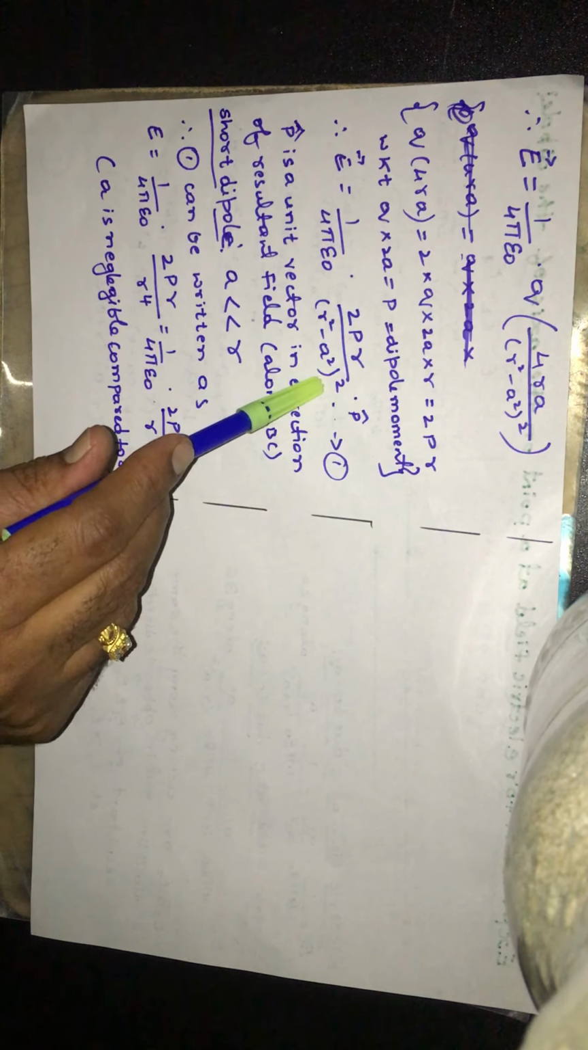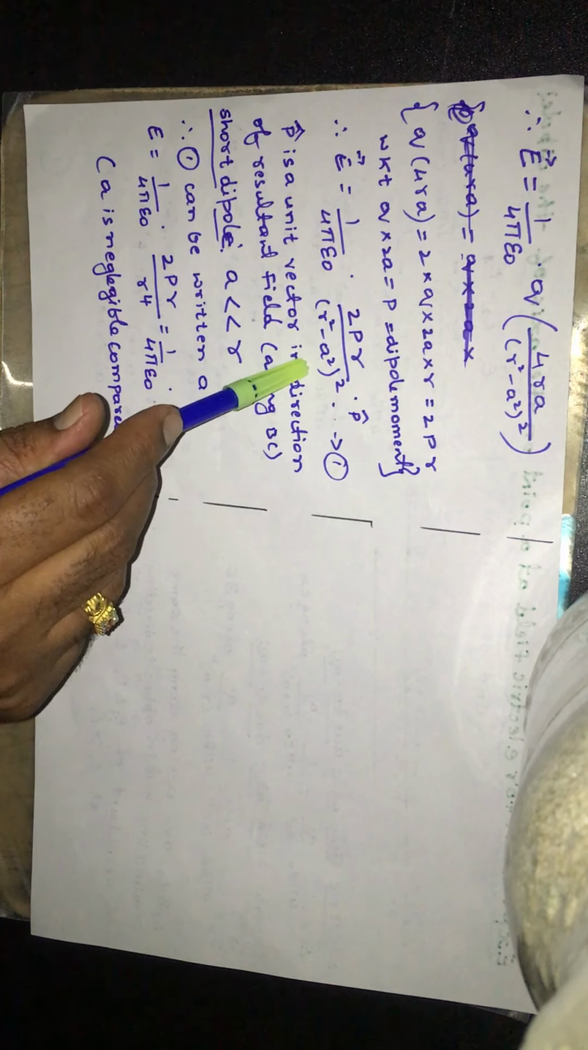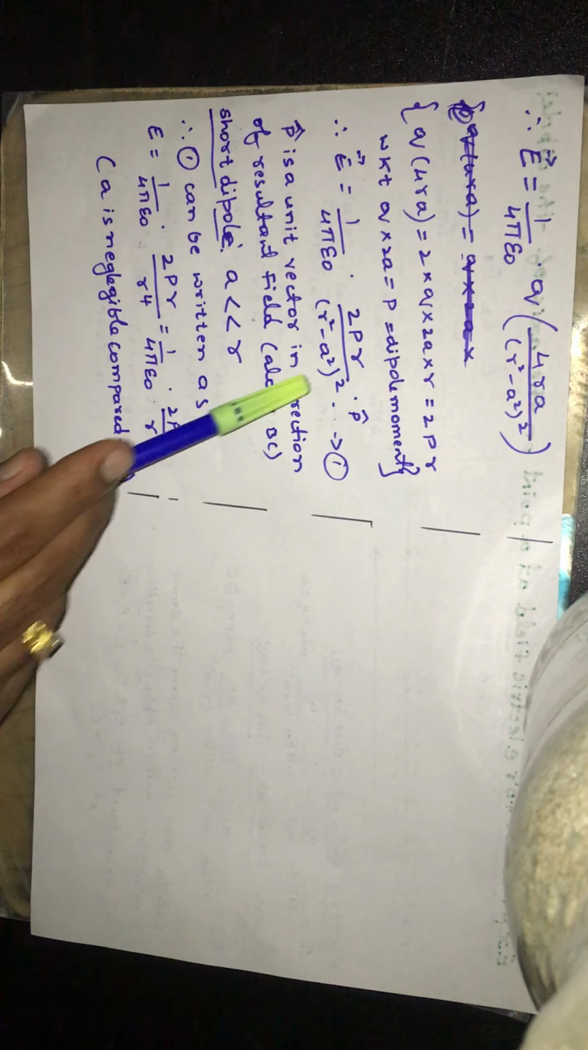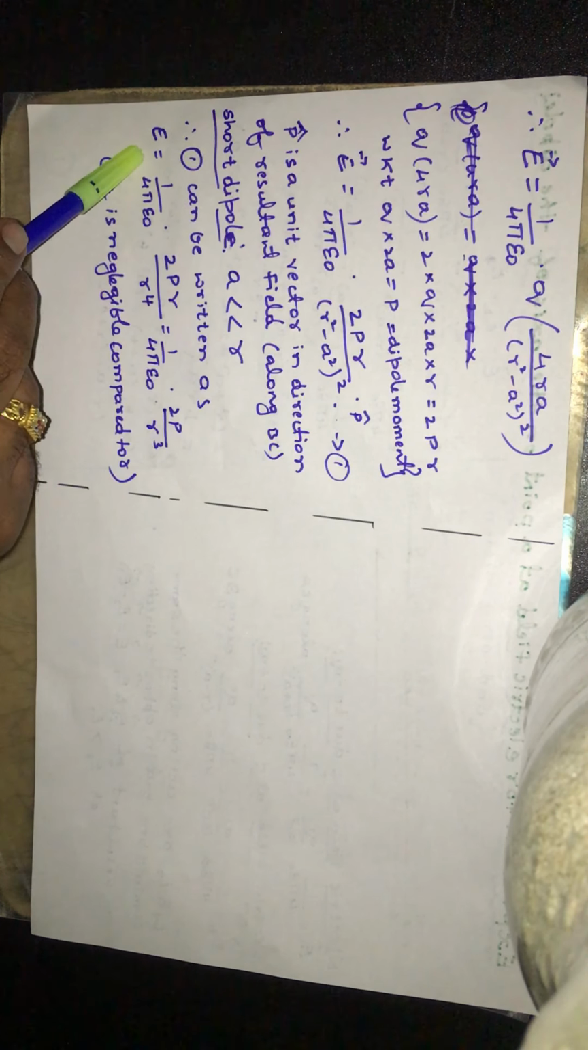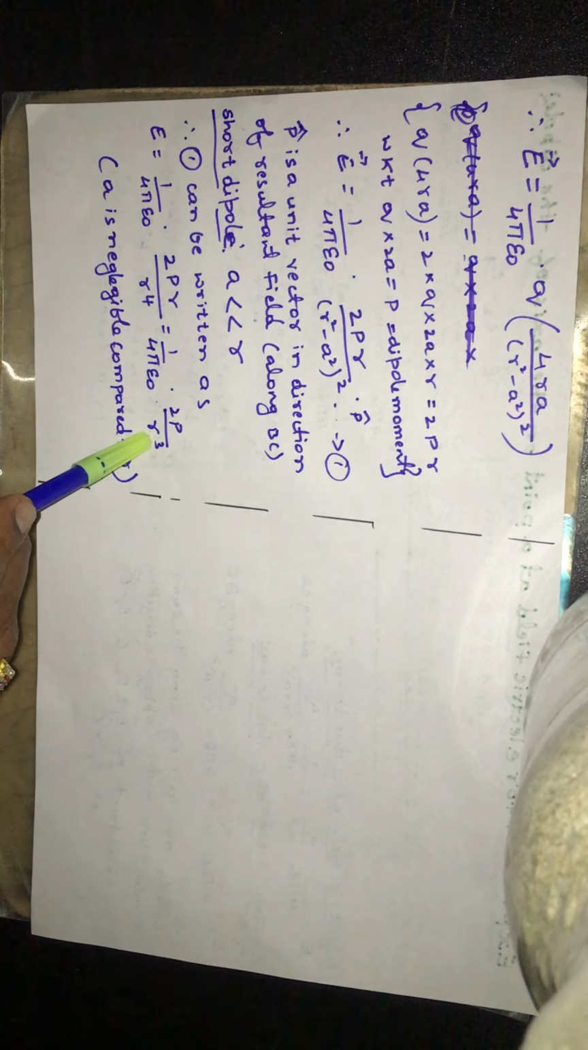So in case of a short dipole, in this expression you can neglect A in the denominator. When you subtract A square from R square, if A is much smaller than R, A can be neglected. In that case, it is 1 by 4 pi epsilon naught into 2pr by R square whole square, which is R to the power of 4. And this is 1 by 4 pi epsilon naught into 2p by R cube, after R gets cancelled. A is being neglected. This is the expression for resultant intensity at point P due to a short dipole.